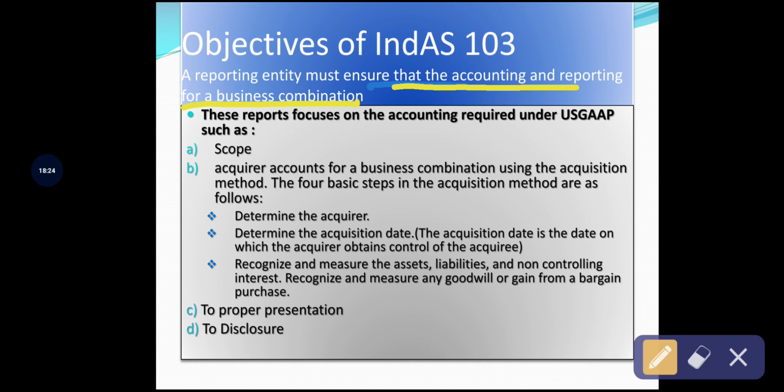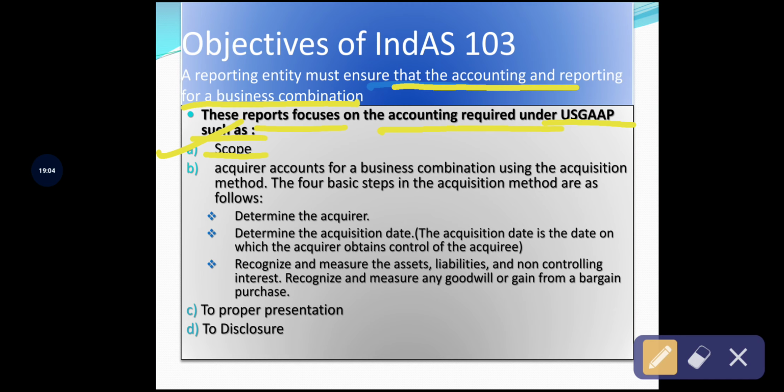So when the company presents the financial statements to the authorities, it must carefully observe the reporting and accounting policies of the business combinations, because these reports must satisfy certain conditions, and it also includes certain rules and regulations and accounting policies according to US GAAP. Such as, let's see what the objectives of Indian Accounting Standard 103 are. So it must include the scope.